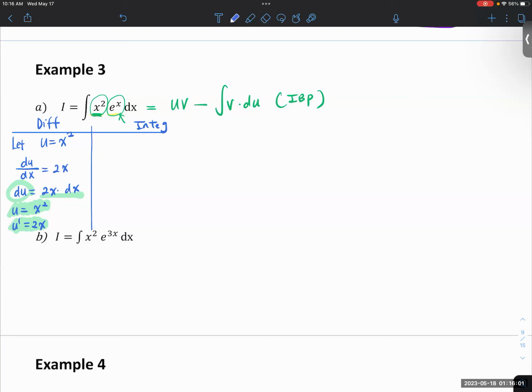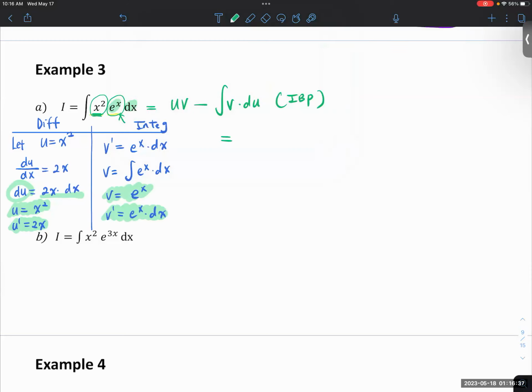Second function, we have v prime, all together e to the x dx. So taking the integral, you can find v. So the integral of e to the x dx: v will be the same, e to the x, because e to the x is always the same. So we got it, v equals e to the x, and v prime is e to the x dx. So let's plug into the IBP method right there.